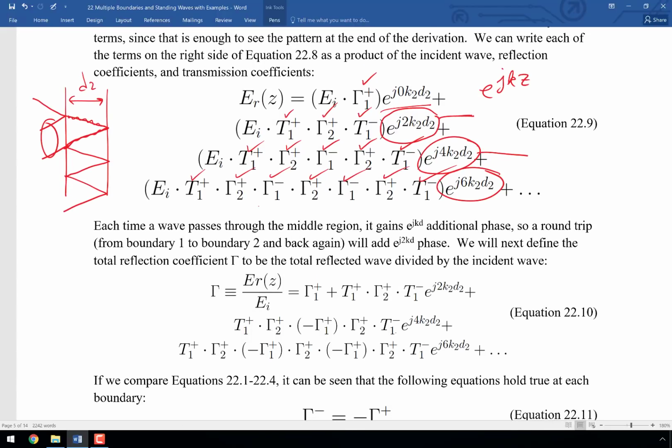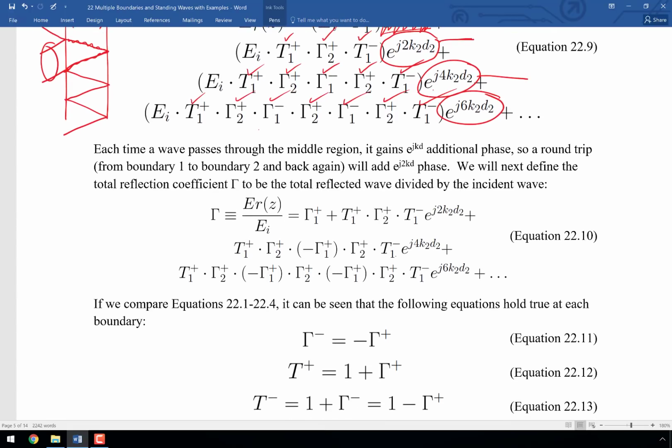Now we're going to call the total reflection coefficient gamma, the ratio of all of that reflected wave divided by the incident wave. That just means that each one of these terms contained an E sub i, so I can cancel those E sub i's out. And that's really the only change that happened here. I did take this out because it didn't make any difference. I just wanted you to see that in that case there is no phase shift because it hasn't gone anywhere. It's just bounced off the first barrier. So equation 22.10 is the representation of gamma. It's our first shot at gamma, but we can do a lot better than that.